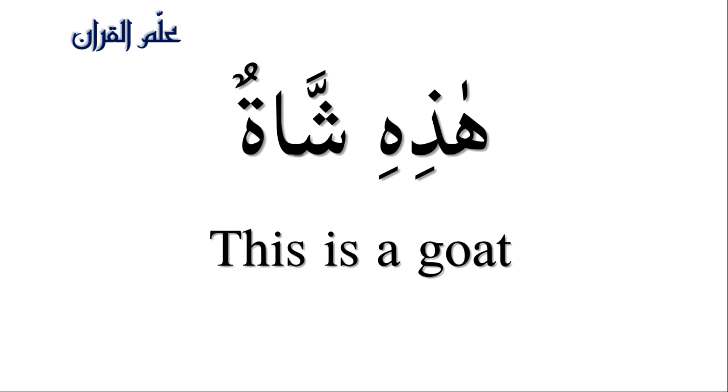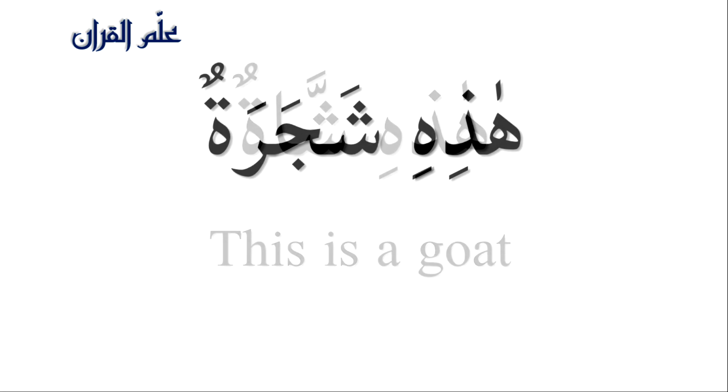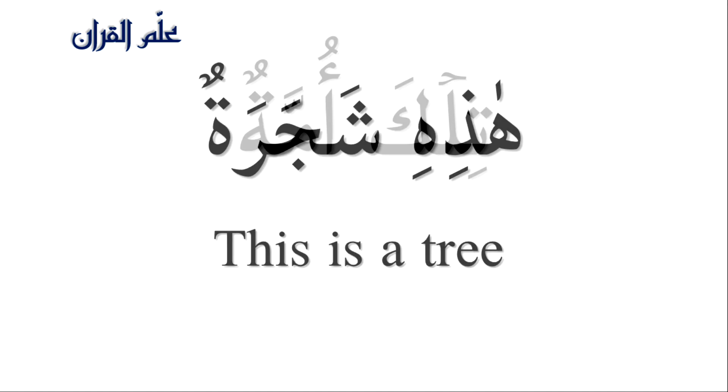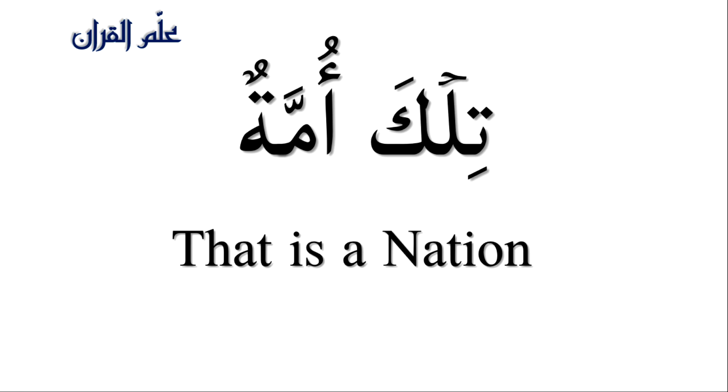هذه شاة, this is a goat. هذه شجرة, this is a tree. Remember, هذه comes for feminine. شجرة is feminine. هذه شجرة, this is a tree. تلك أمة, that is a nation. تلك, that. أمة, a nation.